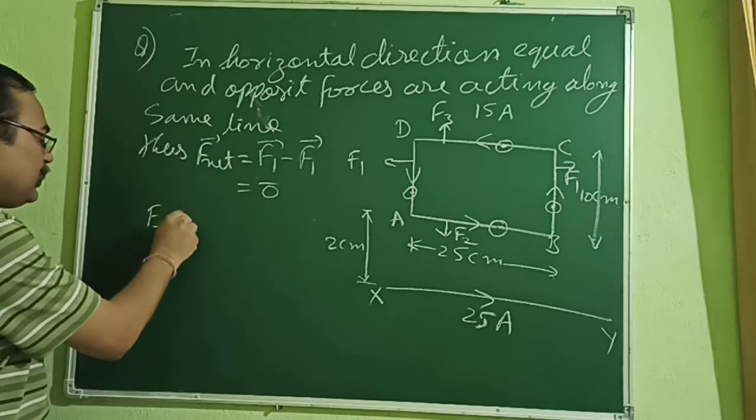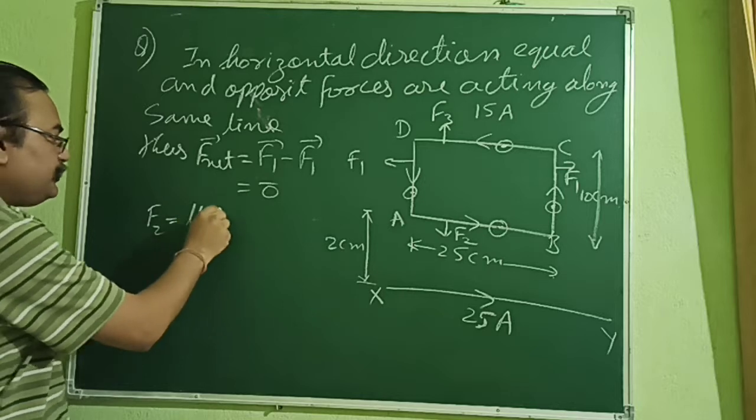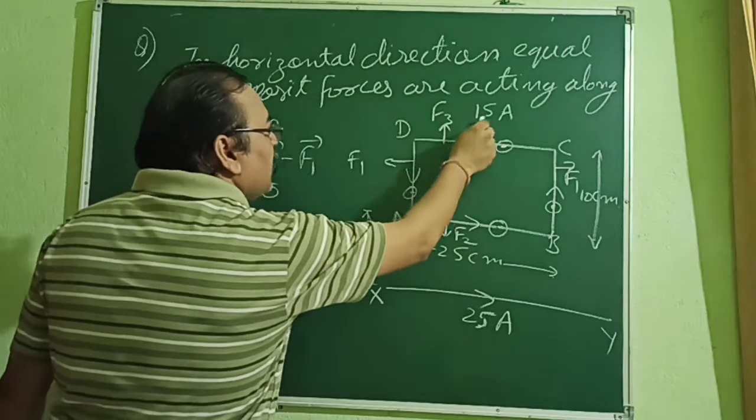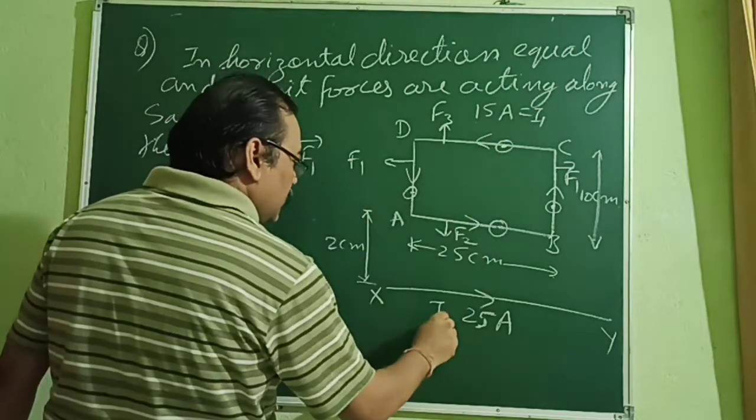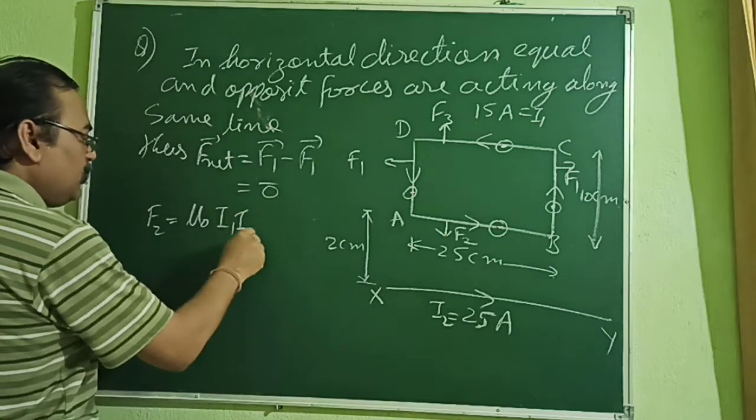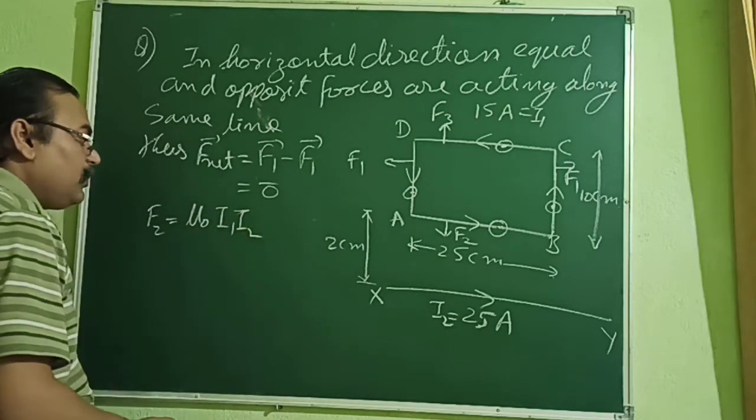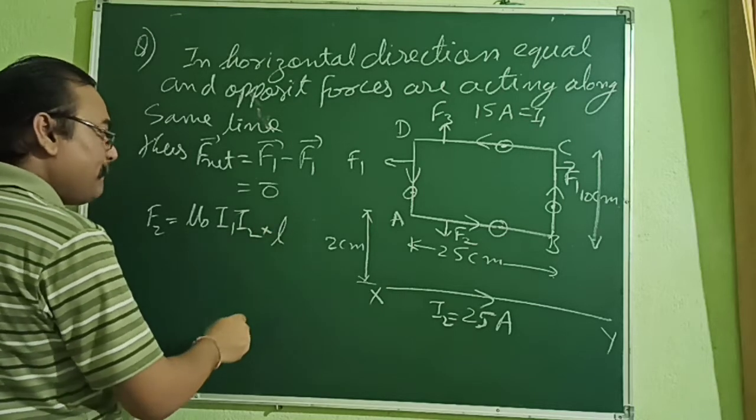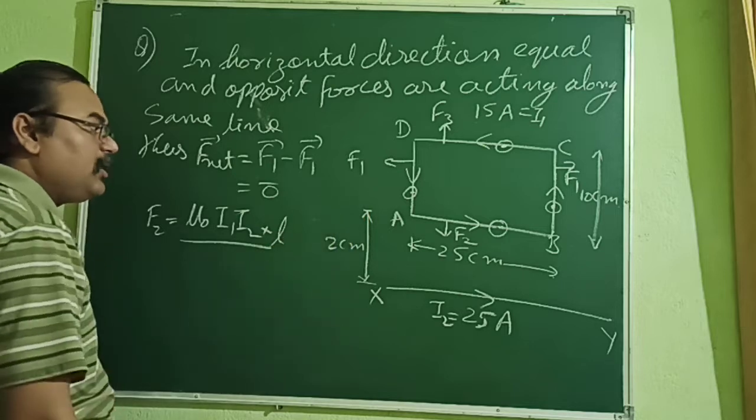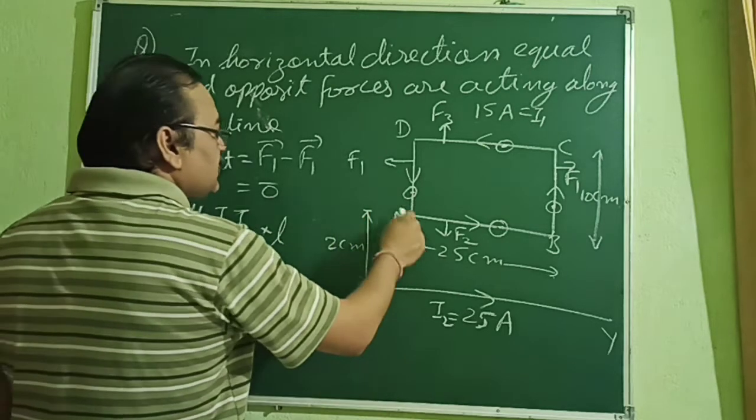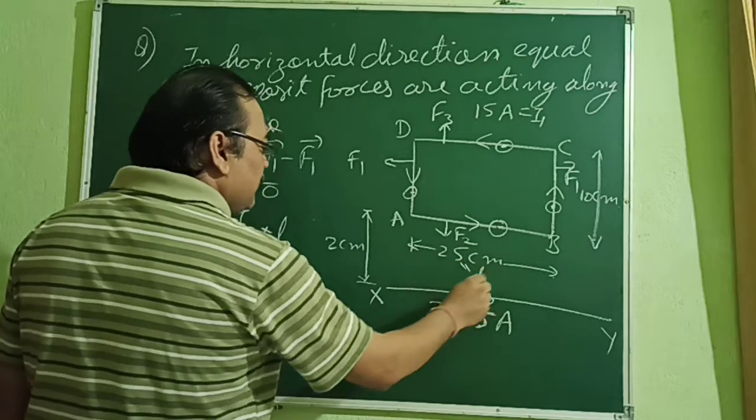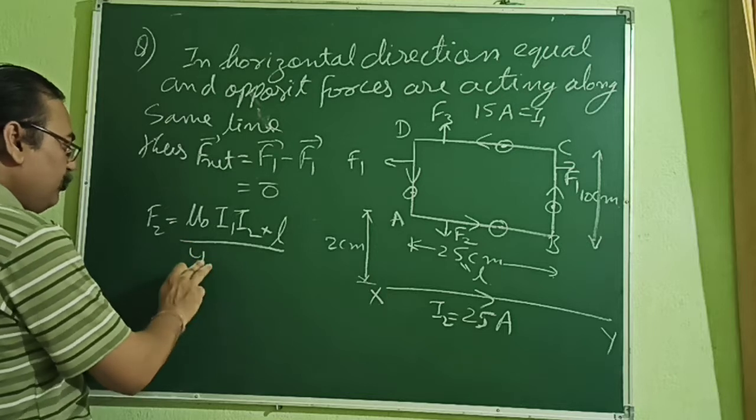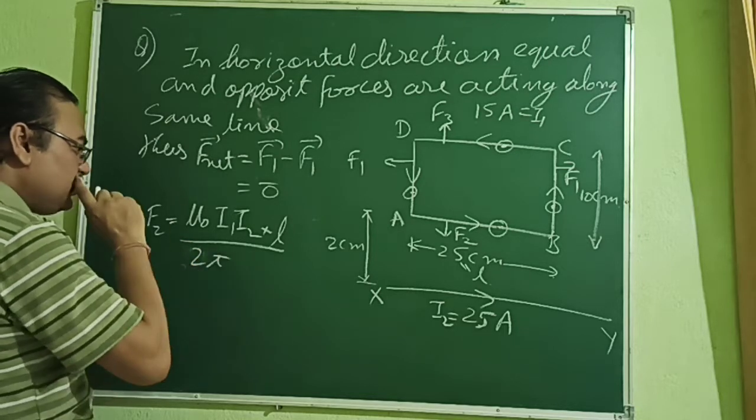So F2, we know that very well. What is the expression? Mu naught, let it be I1, let it be I2, so we can write mu naught I1 I2 into length. Let the length be L. The length of AB or CD we are talking about, that is 25 centimeter, equals L. So L upon 2 pi r, where r is the separation between them.